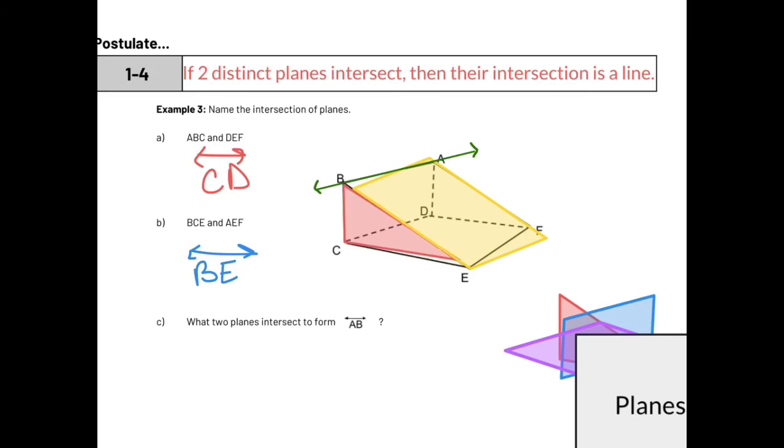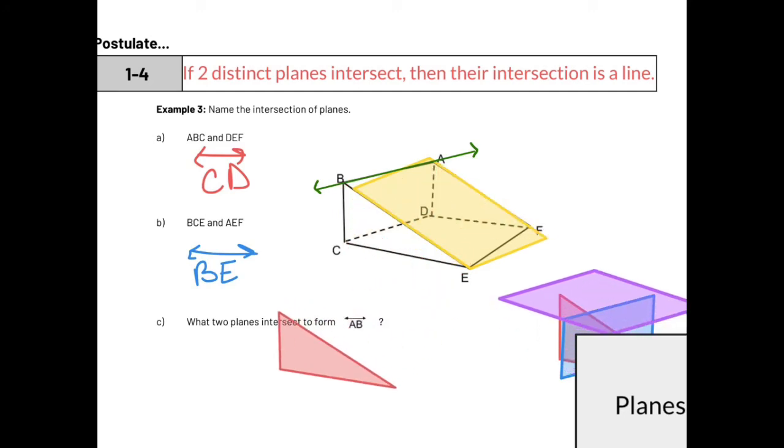This one here I just used in the last problem, and that one only touches the point B. It does not touch the entire line. So this one is not useful. What's the next one here?